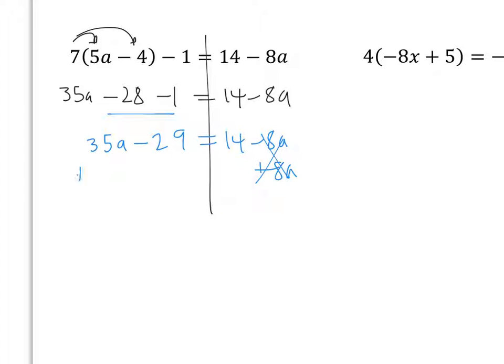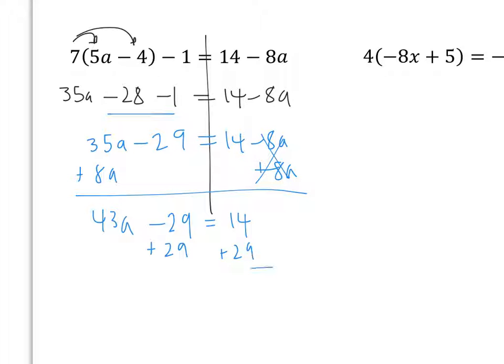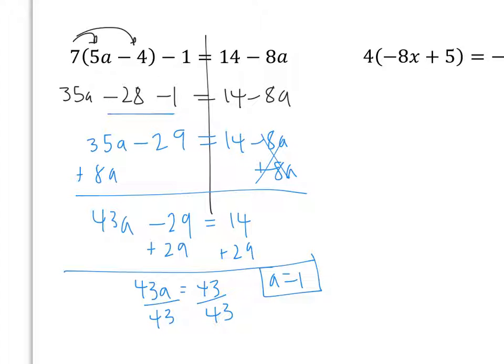And now I'm going to get the variables on the left-hand side, so I'll add 8a. And when I do that, 35 plus 8 is 43a minus 29 equals 14. I'll add 29 to both sides to isolate my variable. And I get 43a equals 14 plus 29 is 43. So it looks like I will get 43 divided by 43 is 1 for an answer.